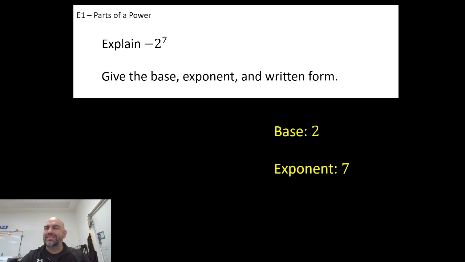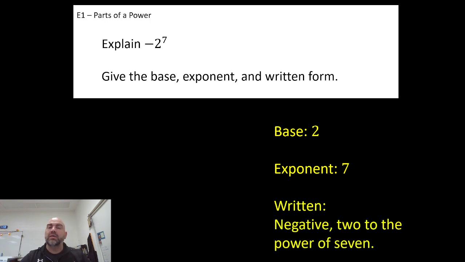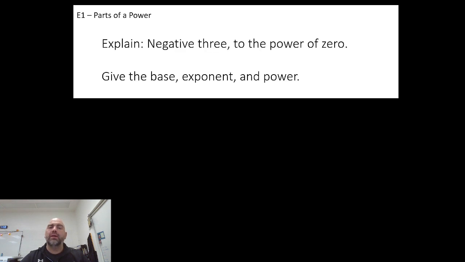Our exponent is 7, and this one here, the entire power is negative. So our answer, we're going to be subtracting the answer, or it's a negative answer. And so we're going to write it like this: negative, comma, 2 to the power of 7. That comma is very important that you have it in the right place, either after the number, if it's in brackets, or after the negative, if it is not in brackets. So what I'd like you to do here, I'd like you to write out this power, okay, give the base, exponent, and the power of -3 to the power of 0.